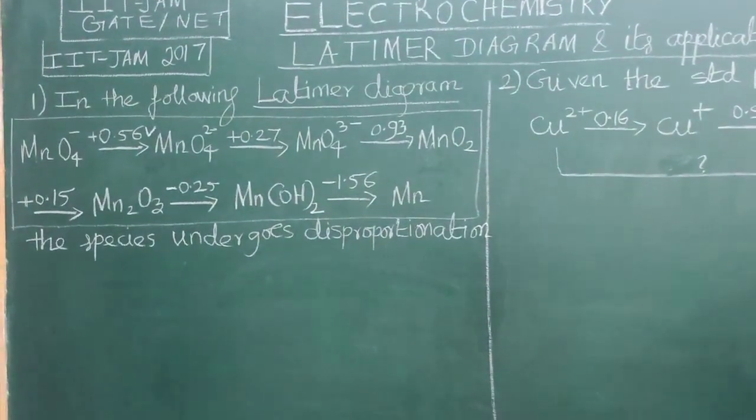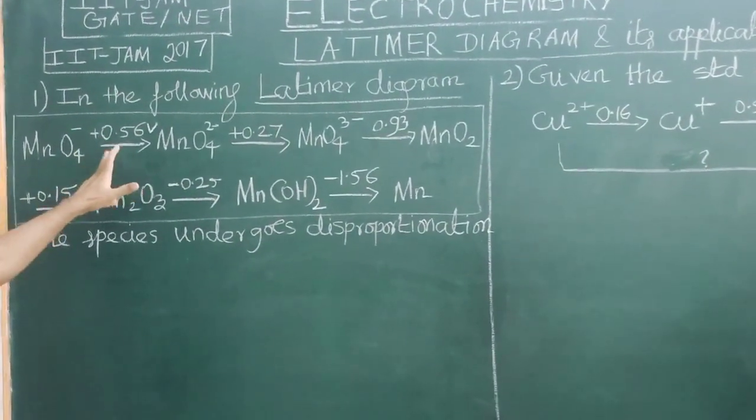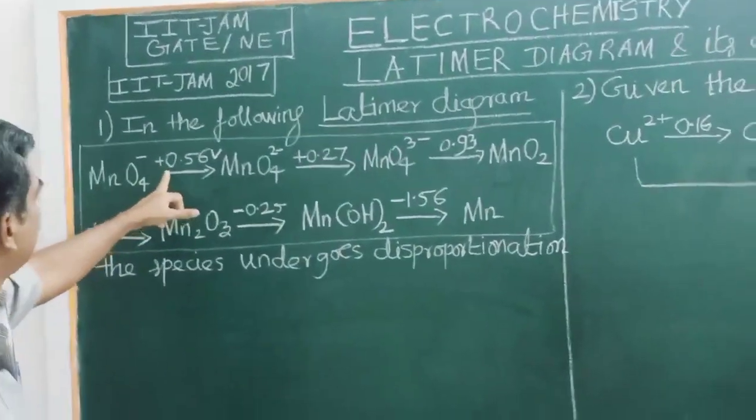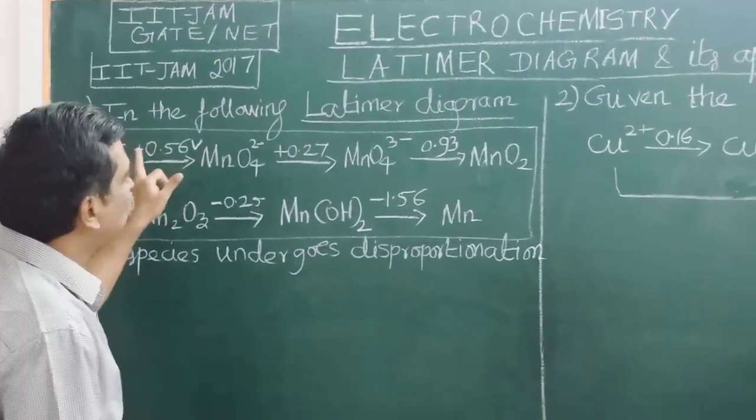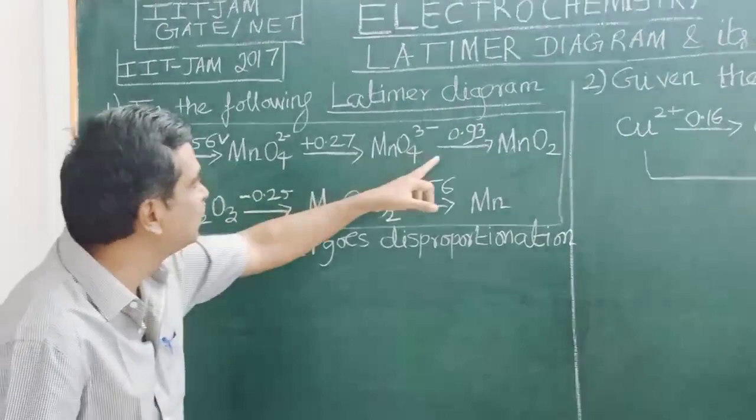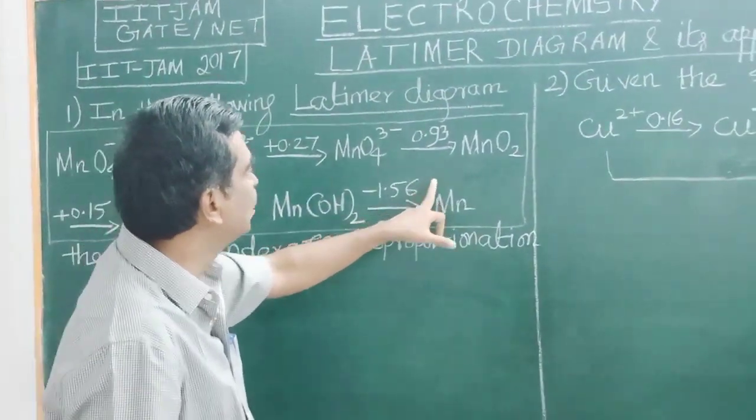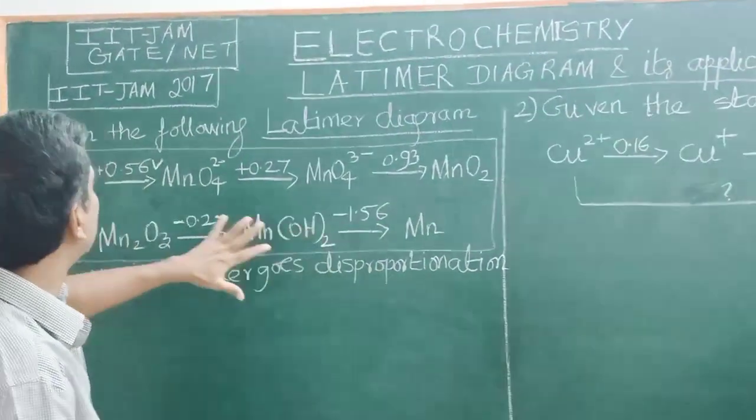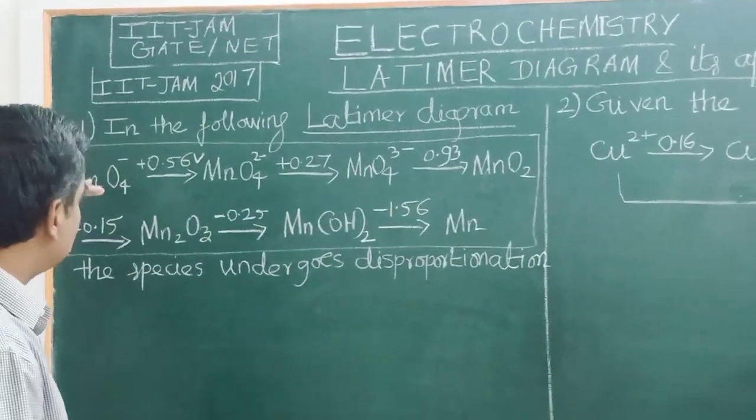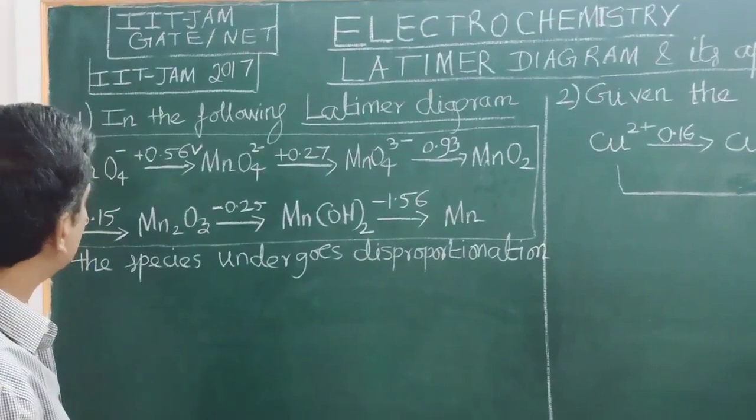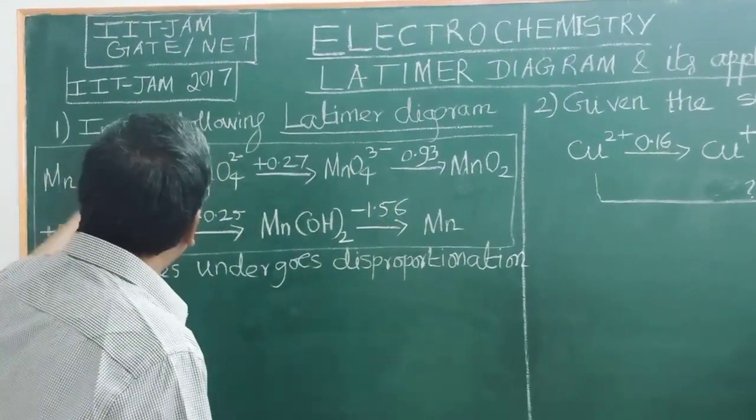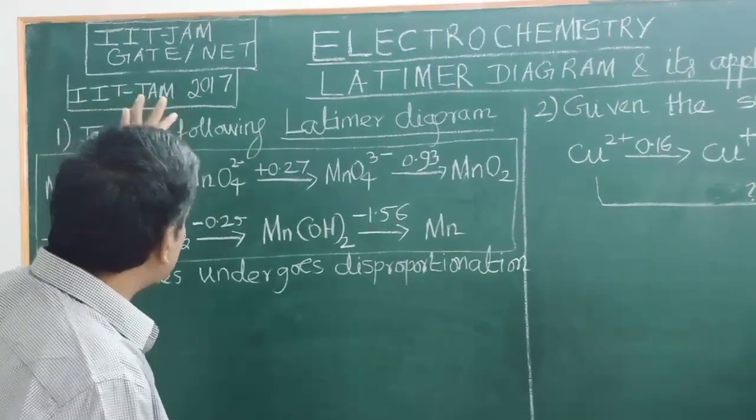Similarly, the standard reduction potential values are also arranged in decreasing order. As you see, the value is higher, and as you go left to right, the value decreases and becomes very, very low, even negative. The standard reduction potential values in this series decrease, as does the oxidation state of the species of the same element.